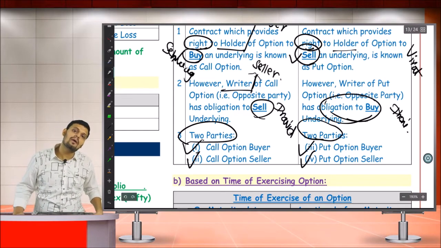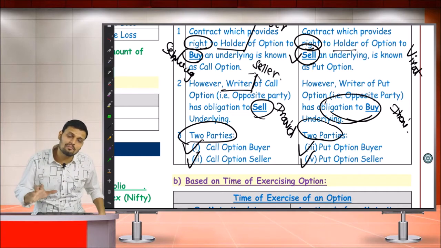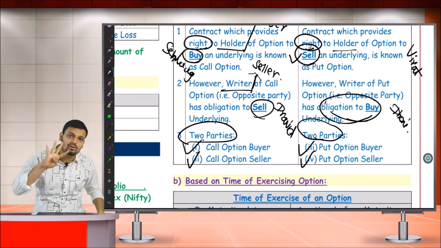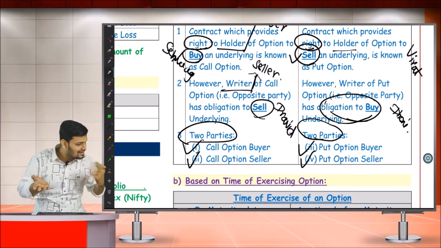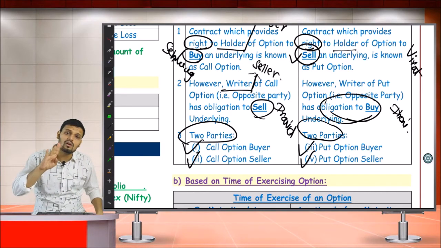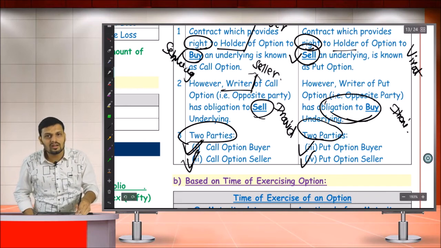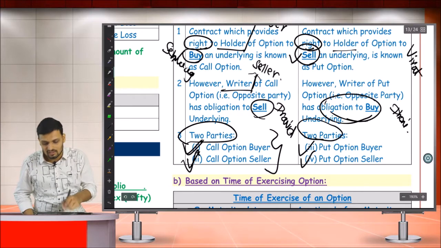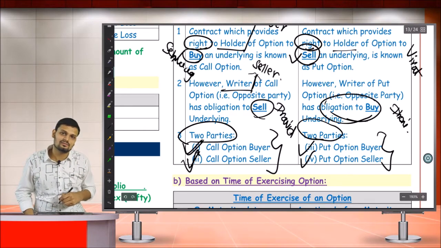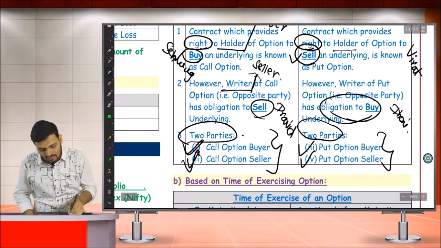So totally how many parties are there in call and put option, or how many parties are there in an options contract? 4. How many parties were there in futures contract? 2. Buyer and seller, that's it. But here we are having 4 persons involved in options. Call option buyer, call option seller. Okay, but this is a separate contract. This is a separate contract. Okay, so call option buyer, call option seller, put option buyer, put option seller.